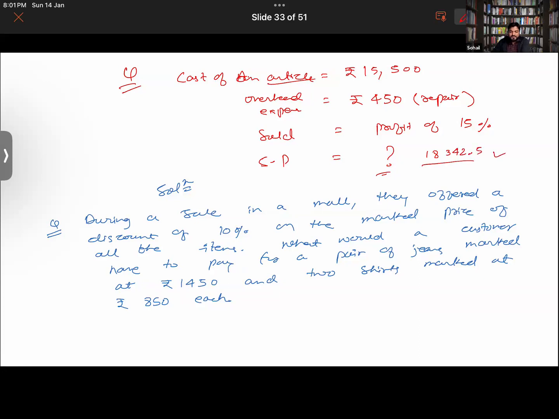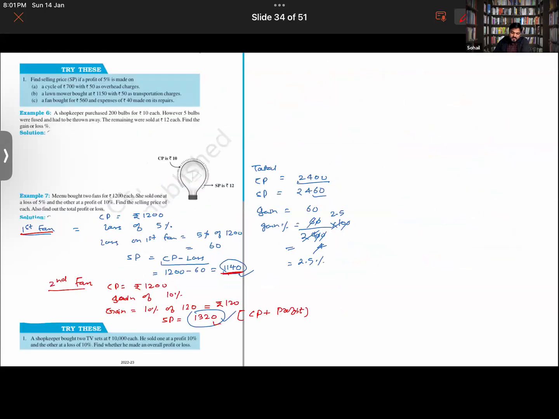Okay, now next question. Do one thing, take a screenshot of this. Now you will solve it as an assignment. You have to solve it right after the class, and send its solution in the group. Like moments ago we saw a question where we had to find the gain or loss percent on the whole transaction, the one here.